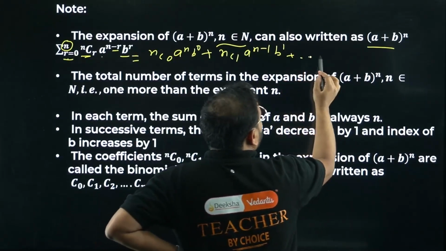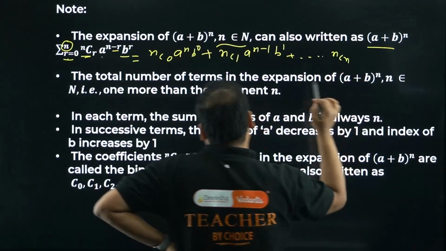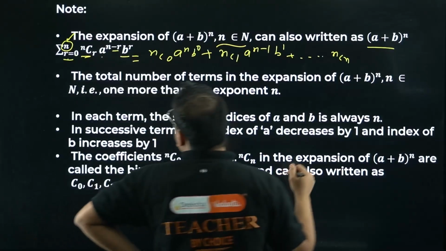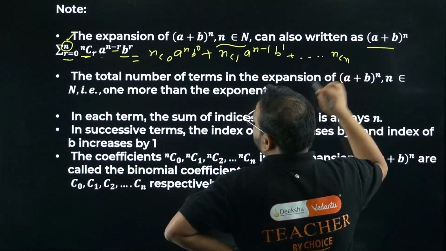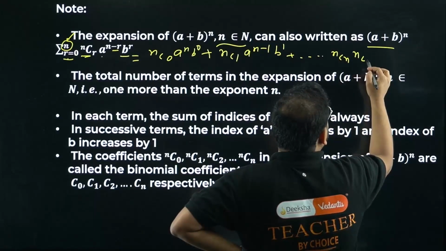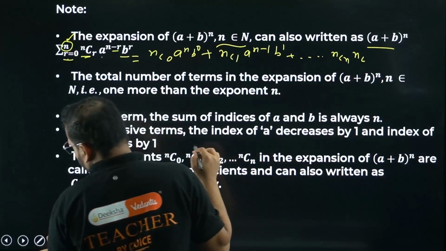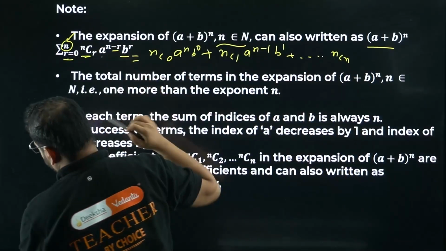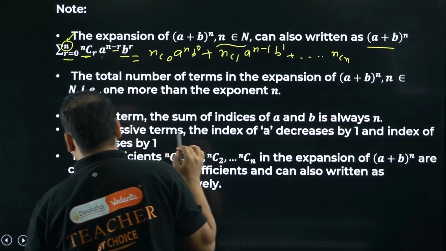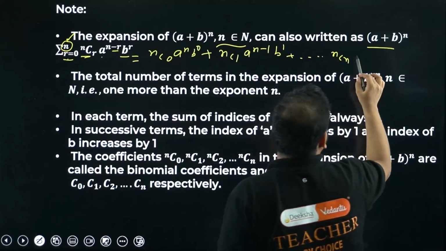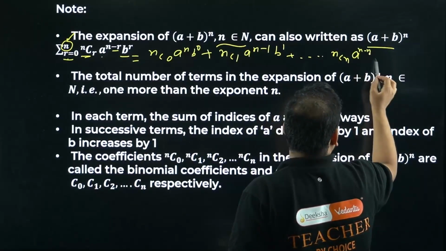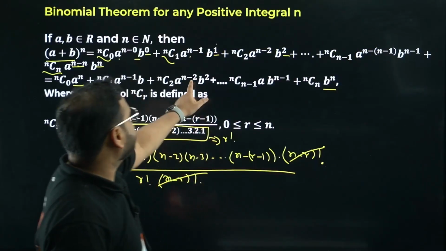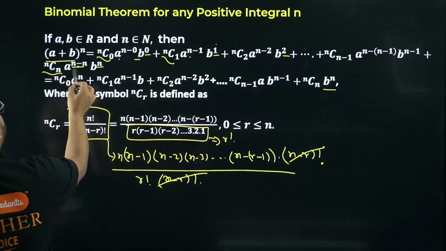In the same way we keep going on. We'll have the last term as nCn. Please check, the last term has r equal to n. Taking the r value as n, we have nCn a^(n-n) b^n. Isn't that the same as the expansion we just saw?